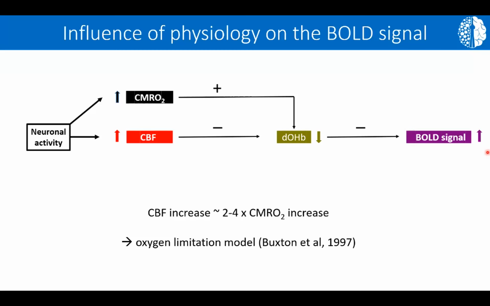And the reason why the bold signal goes up is that we also have an increase in blood flow, called neurovascular coupling. This decreases the amount of deoxygenated hemoglobin. And this increase in blood flow is approximately 2 to 4 times the increase of oxygen metabolism, even though this is still debated. And therefore, because deoxyhemoglobin goes down and deoxyhemoglobin is paramagnetic, the bold signal goes up.